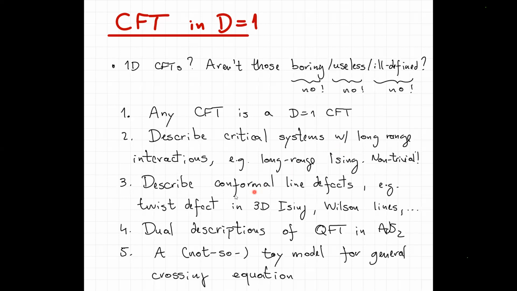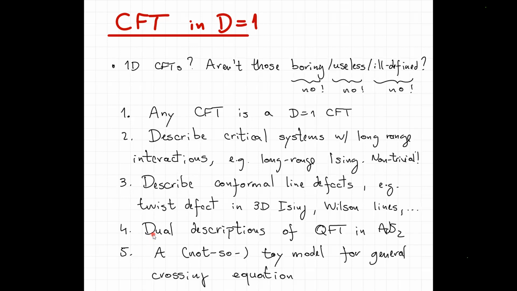Furthermore, 1D CFTs also describe things like conformal line defects. So these are one-dimensional defects that can appear in higher dimensional CFTs. For instance, the 3D Ising model admits something called a twist defect, which lives on a line. It's basically a defect where, when you go around the line, the spin flips sign. And so this is described by a non-trivial 1D CFT, which again is not understood. In conformal gauge theories, you can also have Wilson lines. So line defects are also described by the same formalism.